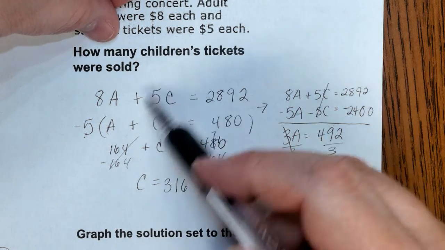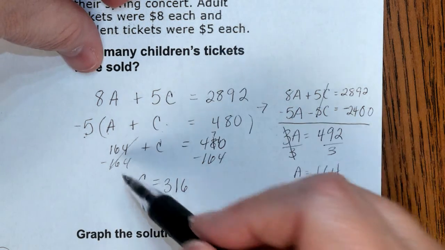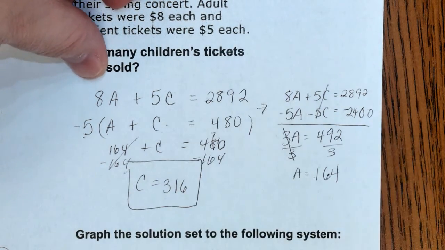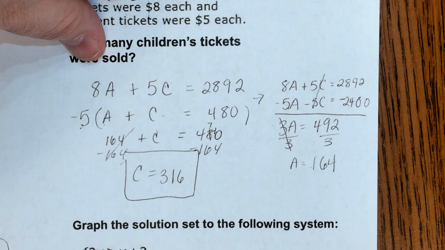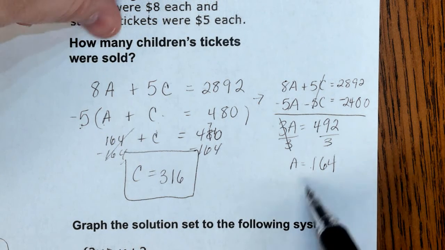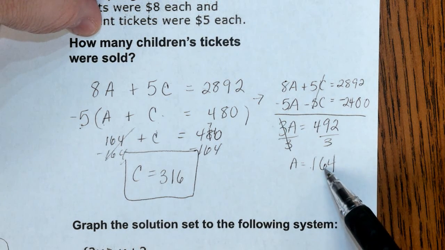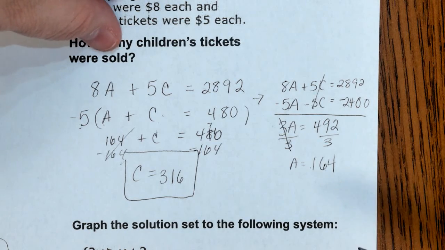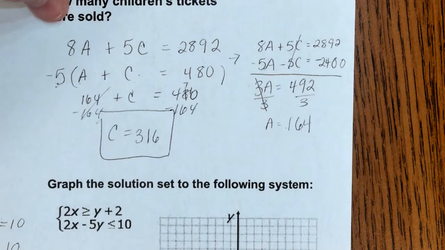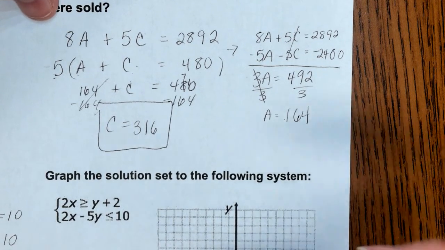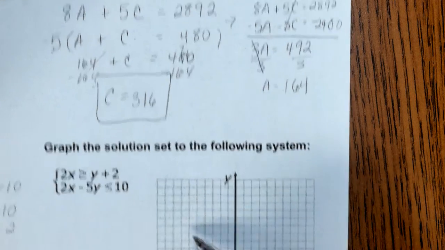324. Oh, okay. So it says how many children's tickets were sold, so this is the one we needed to know. They could have just as easily asked how many adult tickets were sold. Had they asked that, we could have stopped at this part and not plugged it back in. Okay? This one is the same as the one right before that.